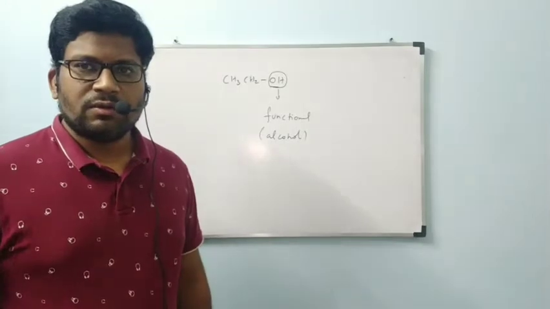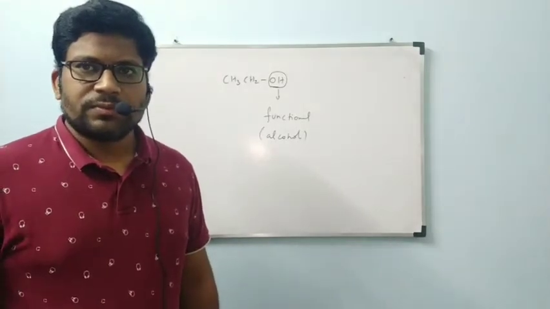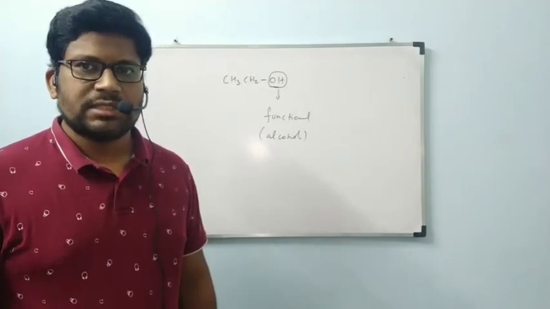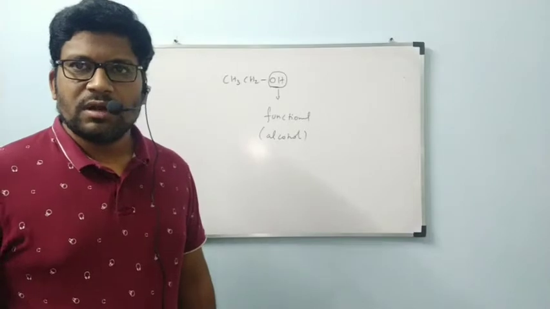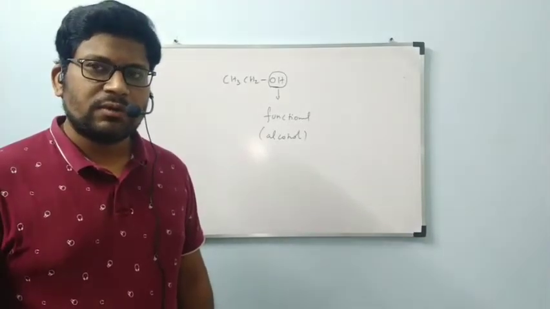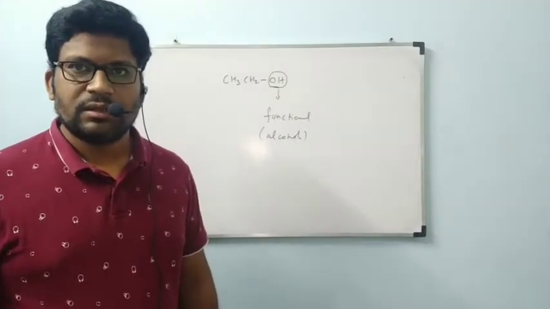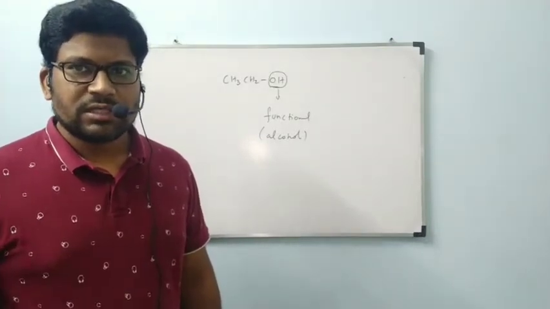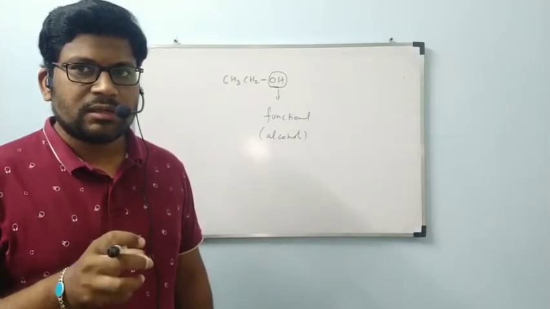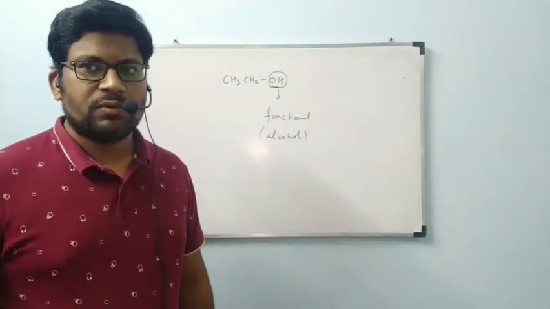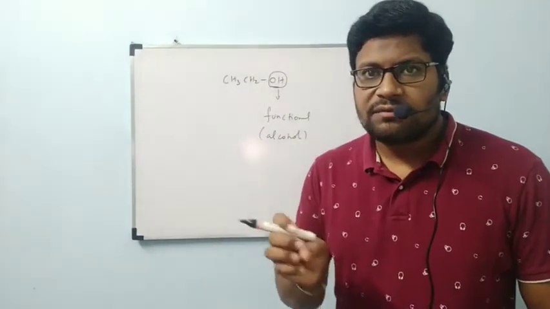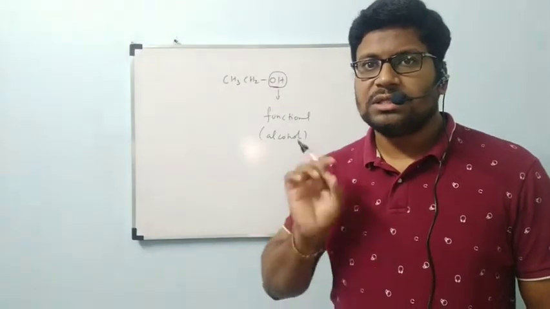In 10th class you have learned four important functional groups: aldehydes, ketones, alcohols, carboxylic acids. Those are the basics we learned in 10th class. In the same continuation, here we have a few more functional groups. Then, what is the definition of a functional group? The substance which is going to determine the properties of the entire compound is called a functional group.